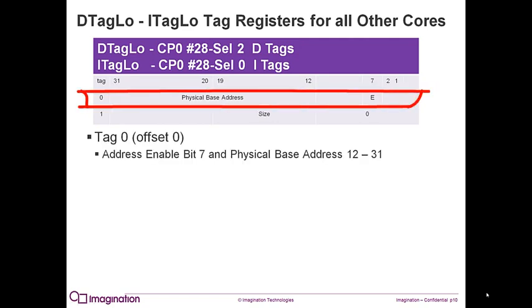Tag 0 contains the scratchpad enable bit, which must be set before you write or read data from the scratchpad block, and the physical address bits 12 through 31 of the scratchpad block. These address bits will be set on bringup to the default values the core was configured to at build time. You may change this address to any aligned 4K address.